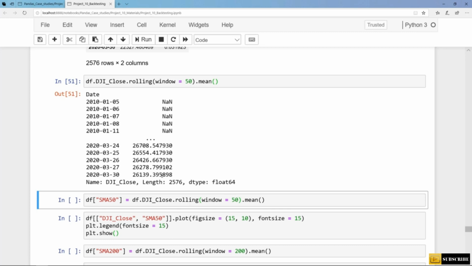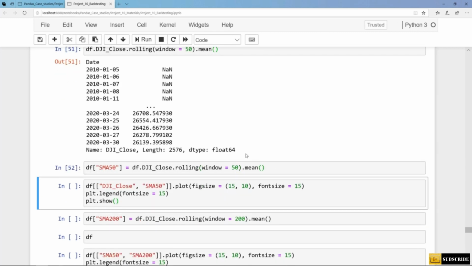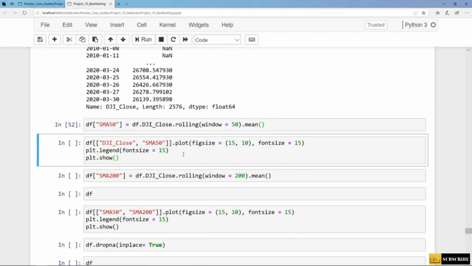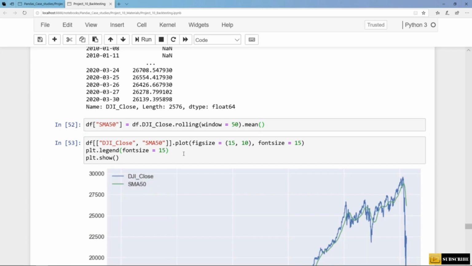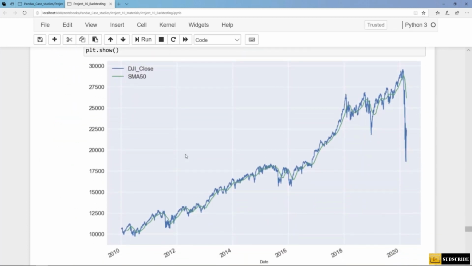So let's create the additional column SMA 50, and let's visualize the daily prices and the simple moving average 50 in one plot. And here in blue we have daily prices. And actually here we can see the effect of the simple moving average, so it actually smoothens the daily prices.